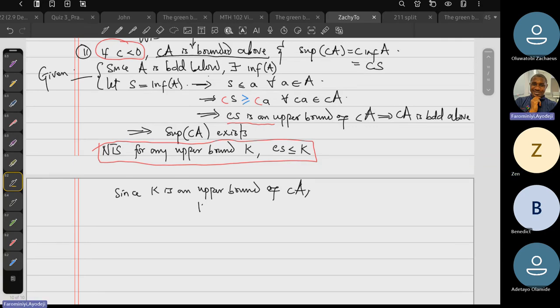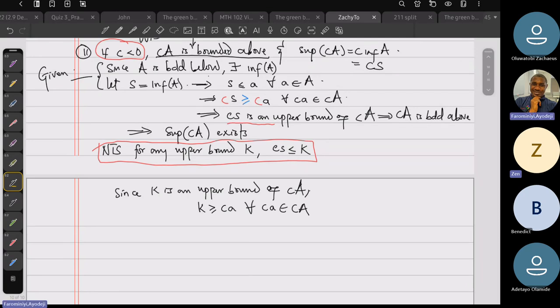But that's not what it means for K to be an upper bound of CA. What's the definition of upper bound of CA? Okay, it is greater than or equal to CA. It is greater than or equal to C small a for all C small a in C big A.